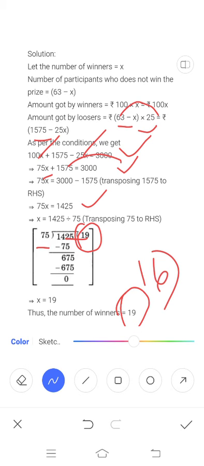Here they are asking only the number of winners, so you can stop there. Suppose in the exam they ask you to find the number of participants who do not win the prize, then you should subtract the winners from 63, so that you will get the number of participants who do not win the prize.